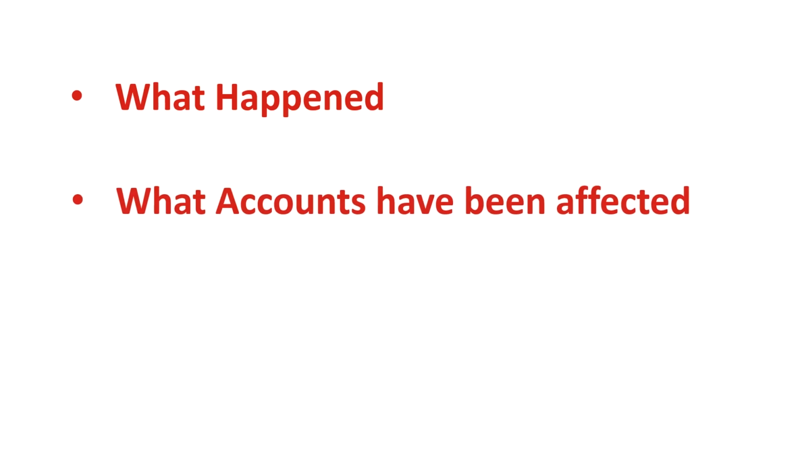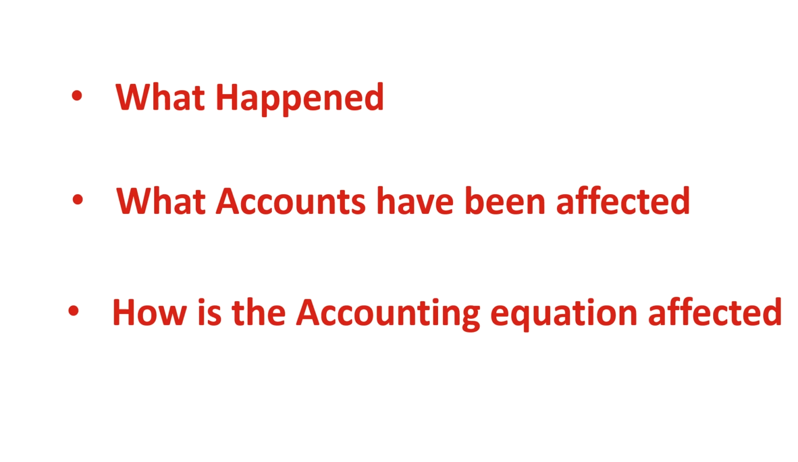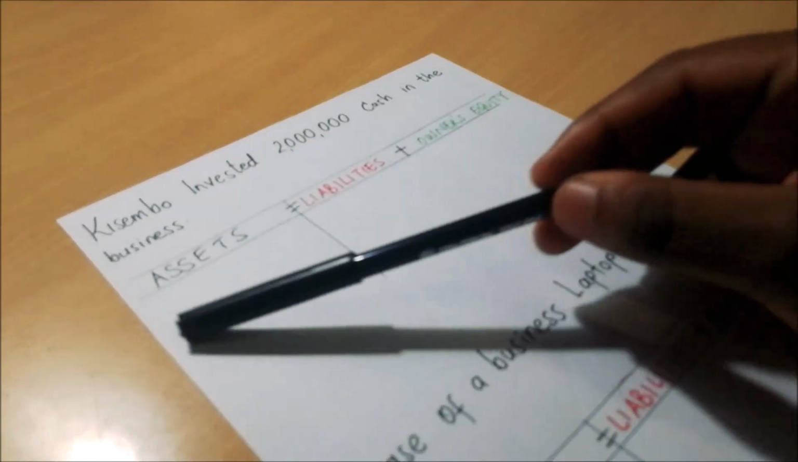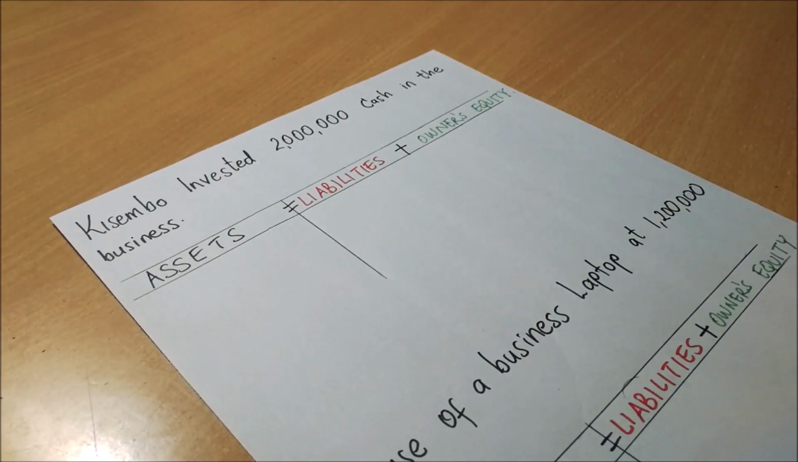We ask ourselves that question so that we are able to identify the accounts that have been affected, so that we are able to classify them either as assets or liabilities or owner's equity. Then also we need to ask ourselves how the accounting equation is affected by the transaction. This we do so that we are able to determine which account has increased and which account has decreased, so that we ensure that at the end of the day, the accounting equation is balanced. At the end of the day, the total assets should always be equal to the total liabilities plus owner's equity. So let's get started.